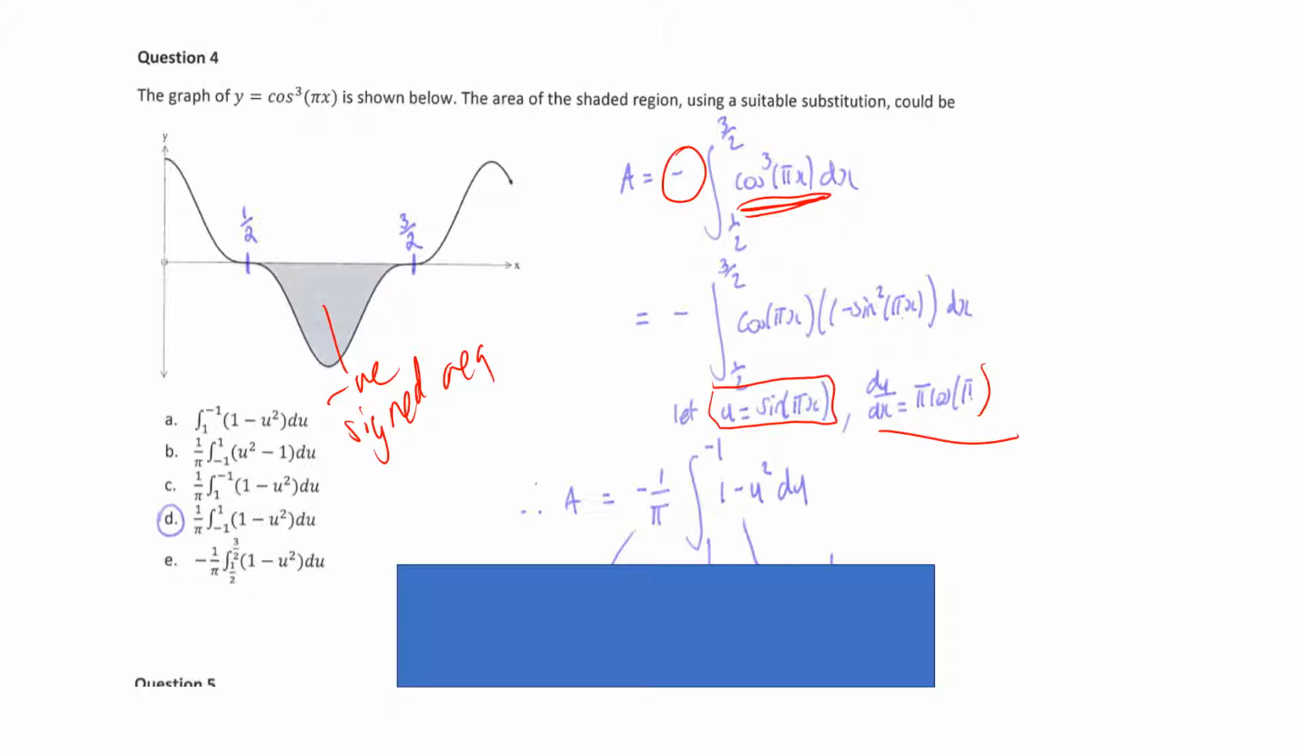So obviously when x is 1/2, sine of pi divided by 2 is positive 1, and when x is equal to 3 on 2, sine of 3 pi on 2 is equal to -1, so that's why the terminals change as they do. And of course the du dx, you've got the 1 on pi out the front there, and it was minus because it's negative signed area.